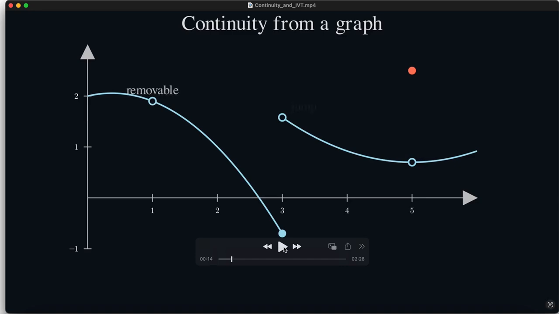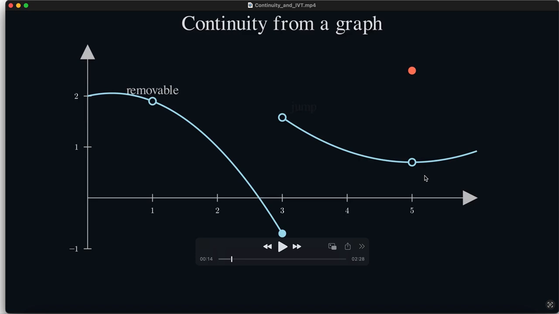And how about at 3? The problem is the limit. If I take the limit as x approaches 3 from the left, it is different from the limit as x approaches 3 from the right. That means the limit does not exist. The limits from the left and right are not the same, so the limit is undefined. That's why this point is not continuous.